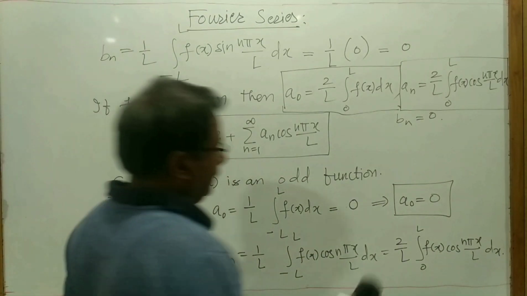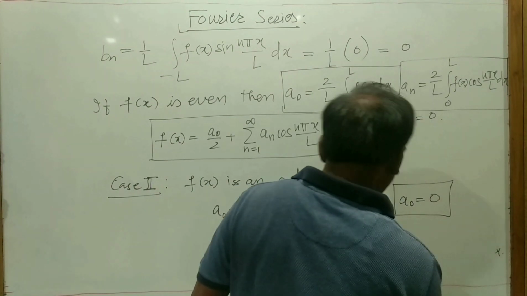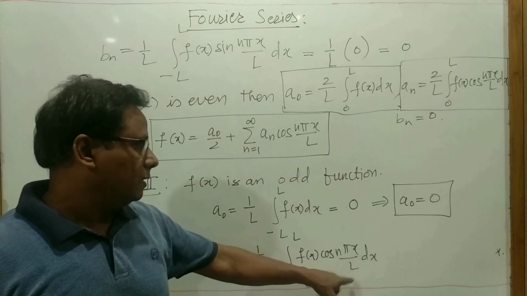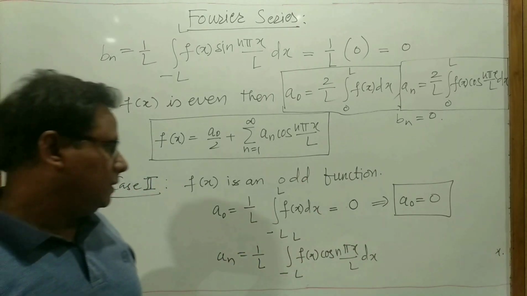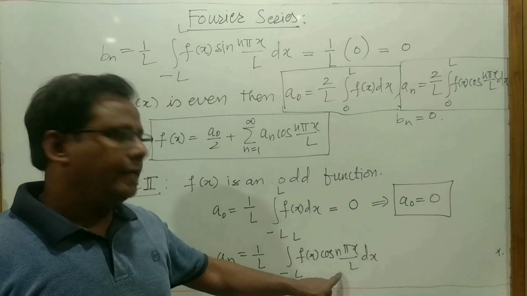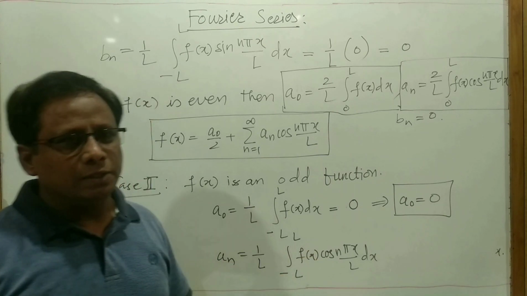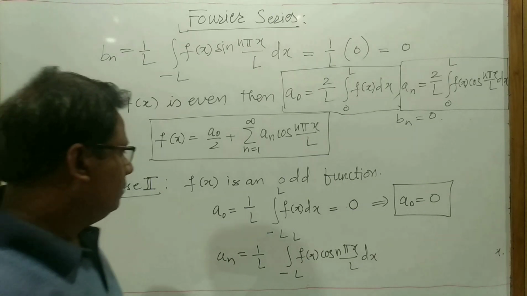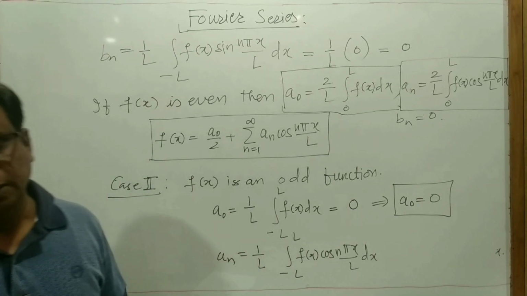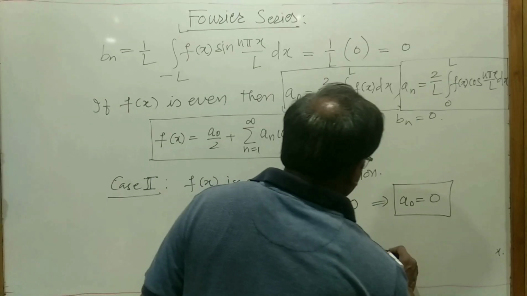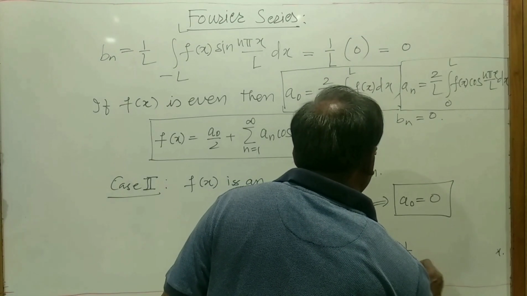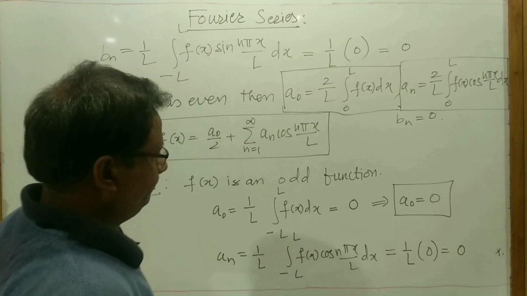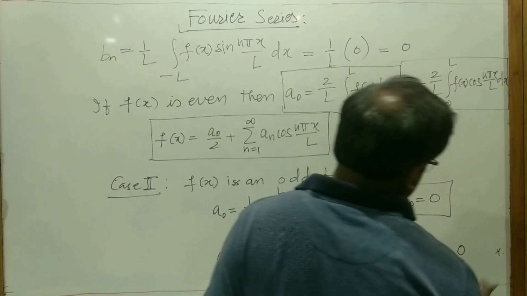Again, an is 1 upon L integral minus L to plus L f of x cos n pi x upon L dx. Here we see that f of x is odd and cos n pi x upon L is an even function. And the product of an odd and an even function is an odd function. Therefore, this is the integration of an odd function, and within the limits minus L to plus L, it is always 0. So the value of this an also becomes 0. So an is also 0.